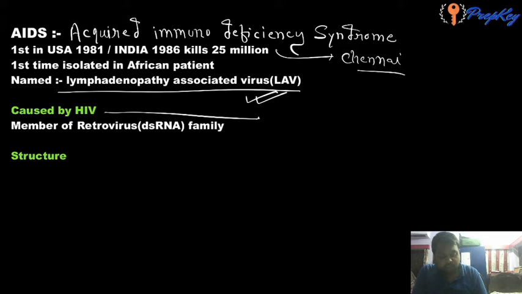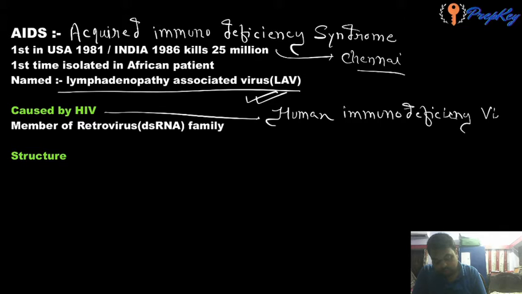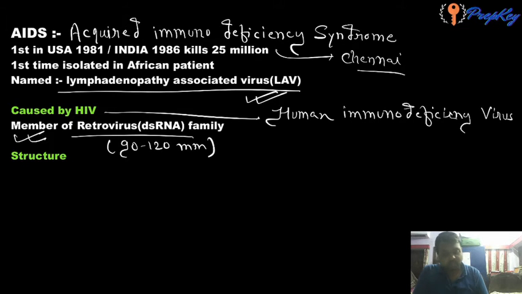The full form of HIV is human immunodeficiency virus. It's a member of the retrovirus family with a genome size of about 90 to 120 nm.